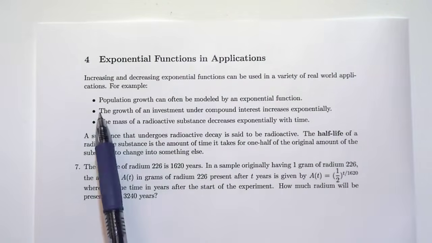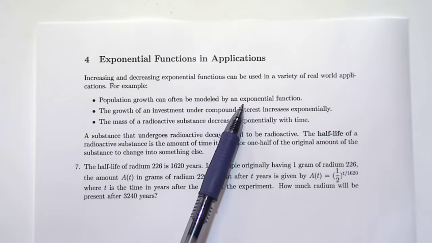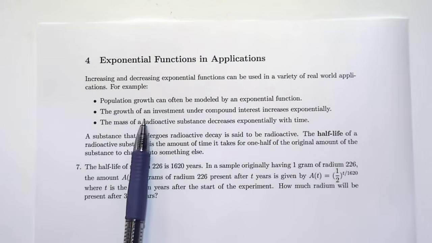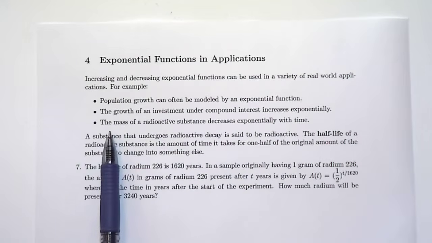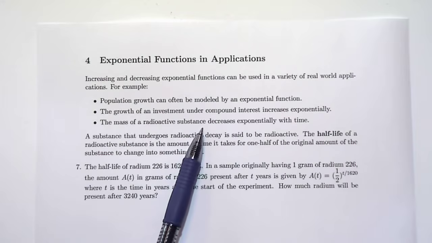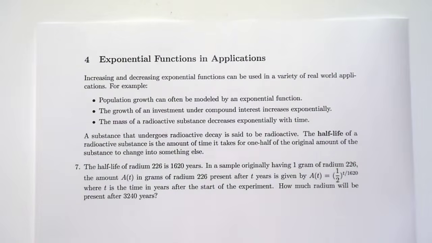For example, population growth. So if you're in a science field, you'll probably see population growth being modeled by an exponential function. The growth of an investment under compound interest increases exponentially. The mass of a radioactive substance can decrease exponentially with time. So we're going to talk about that last case. All right, so if you're a biology major, you probably know a little something about half-life. It can be a little confusing to talk about, but we use exponentials to model half-life.